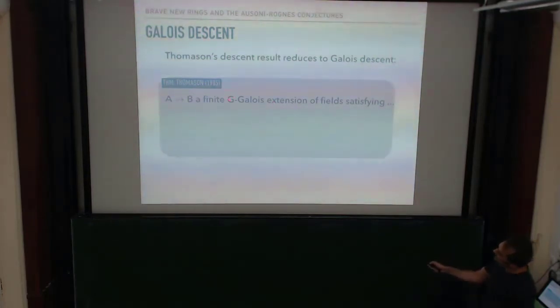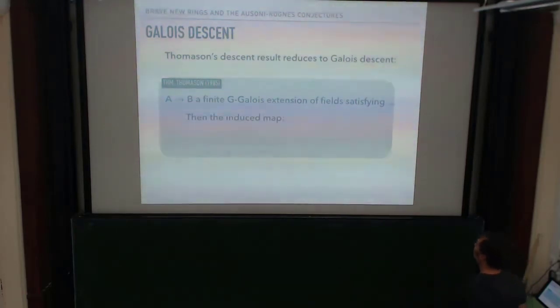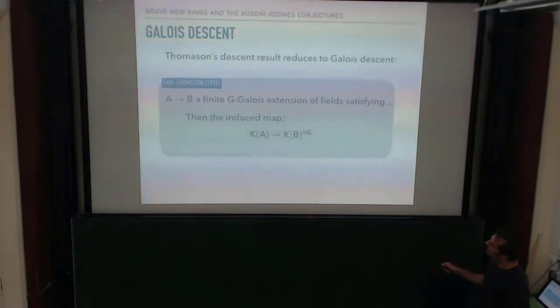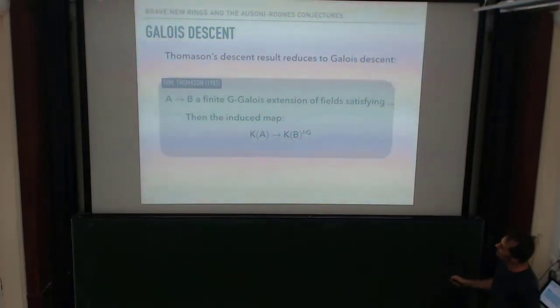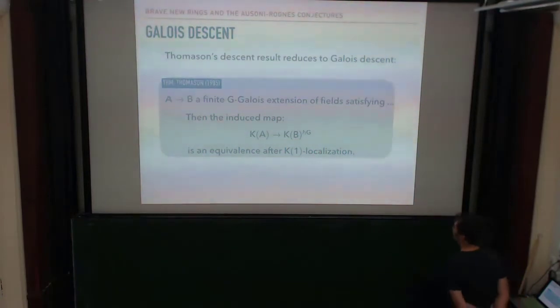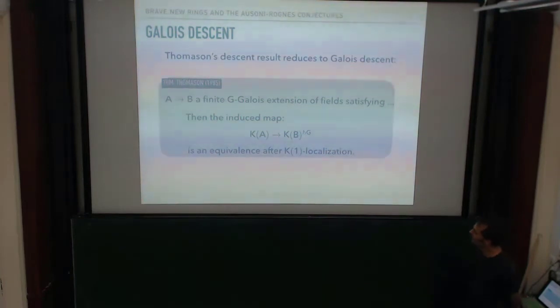So G is a finite group. That's sort of key. So we take a finite Galois extension of fields satisfying all these hypotheses that Thomason threw at us. Then there's an induced map from the algebraic K-theory of A to the algebraic K-theory of B. And this guy has a G action, and so it lands in the homotopy fixed points here. And basically the descent problem in this case is how far is that from being an equivalence? He proved that it's an equivalence after doing this K1 localization. He also proved it's an equivalence after K0 localization.